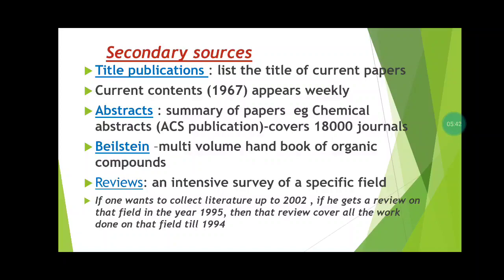And finally, reviews. A review article is an intensive survey of a specific field. A good review article is of enormous value because it is a thorough survey of all the work done in the field under discussion. If one wants to collect the literature on a particular field up to 2002, and if he gets a review on that field from the year 1995, then that review will cover all the work done on that field till 1994. There is no need for him to do a literature survey in that field before 1994.